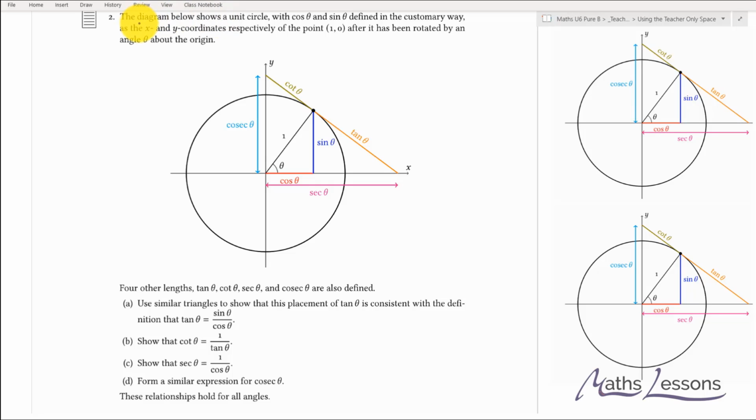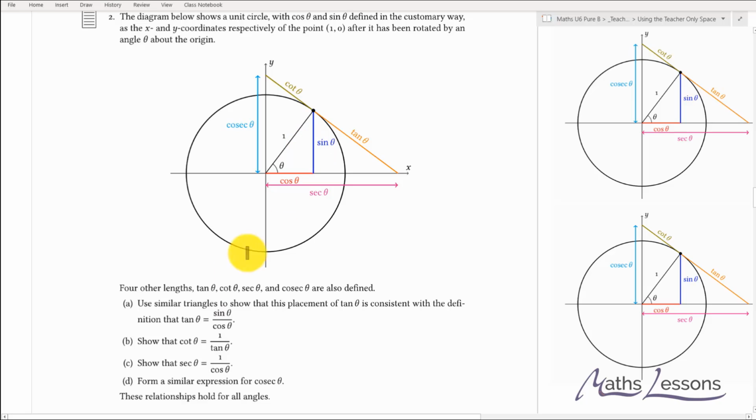Right, in this question here, question 2, what we're going to do is use similar triangles to show these different formulas. So all you're going to do is use GCSE knowledge to derive these three formulas, not any other formulas that you may know. So first of all, for similar triangles, we've got to identify the similar triangles.